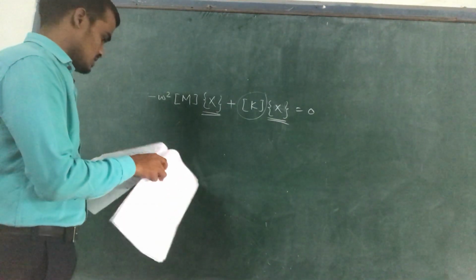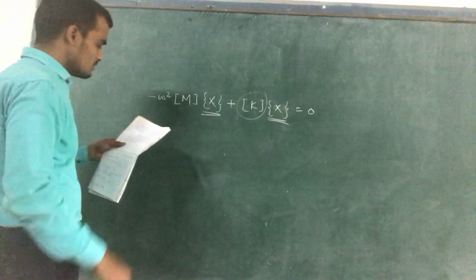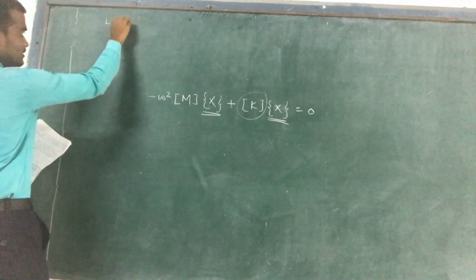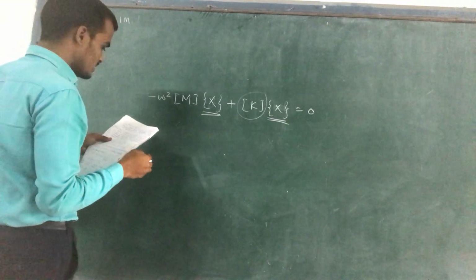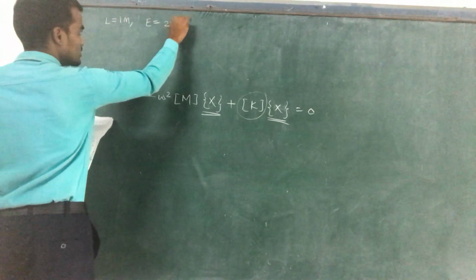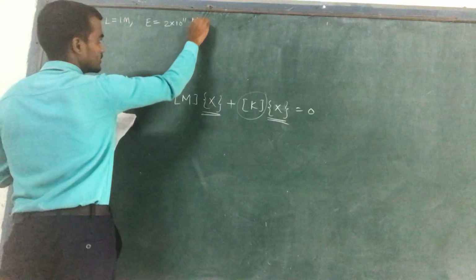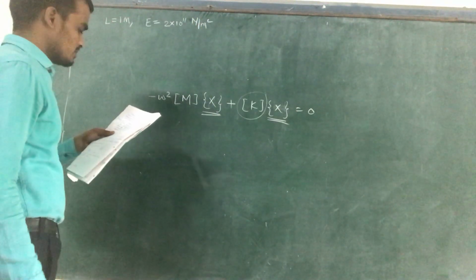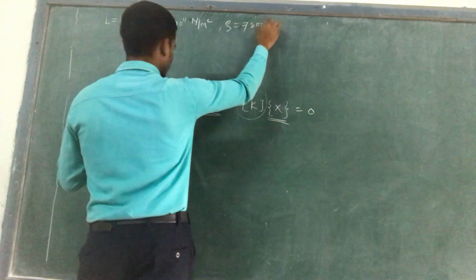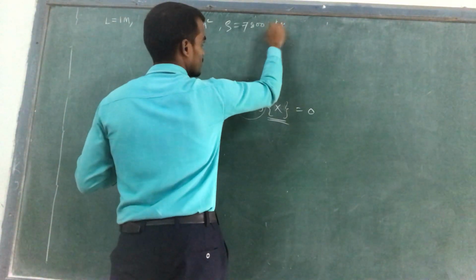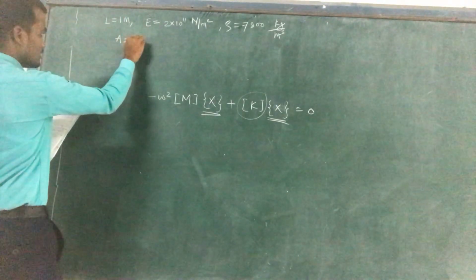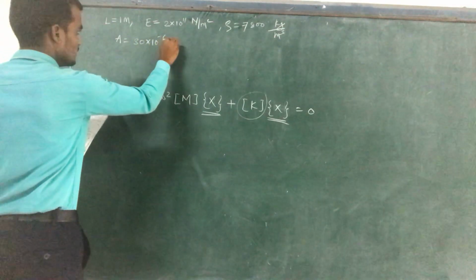The example is: a uniform cross-sectional bar of length L equal to 1 meter, made of material having Young's modulus E equal to 2 into 10 raised to power 11 Newton per meter square, and density rho equal to 7,800 kg per meter cube. Density is also given. Cross-sectional area A is equal to 30 into 10 raised to power minus 6 meter square.